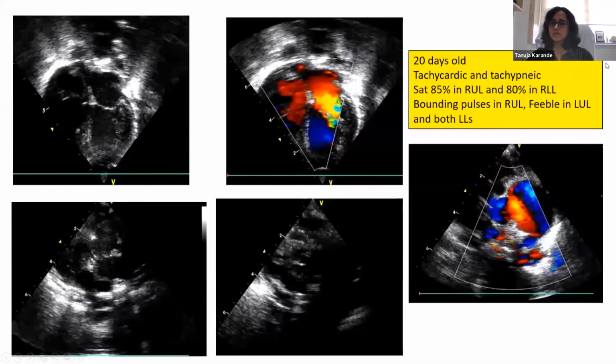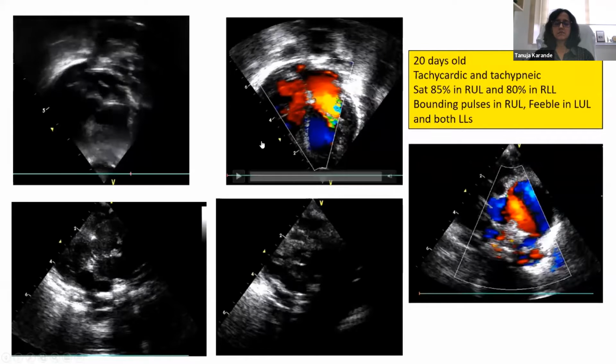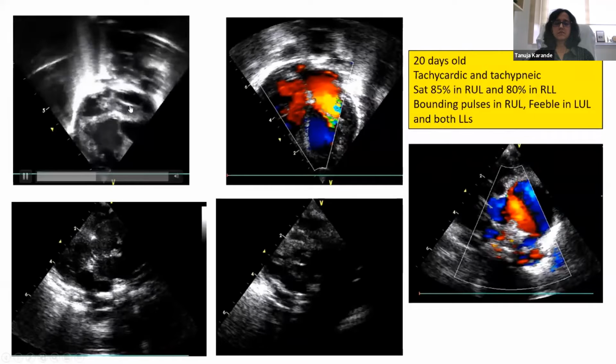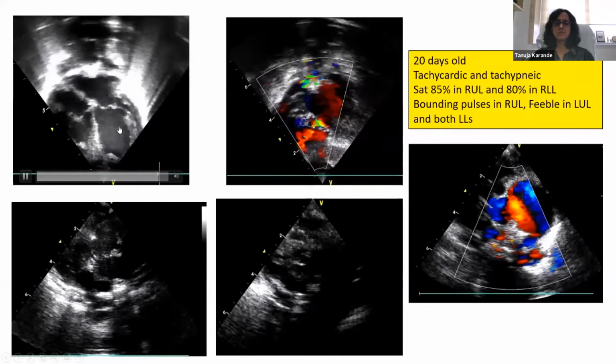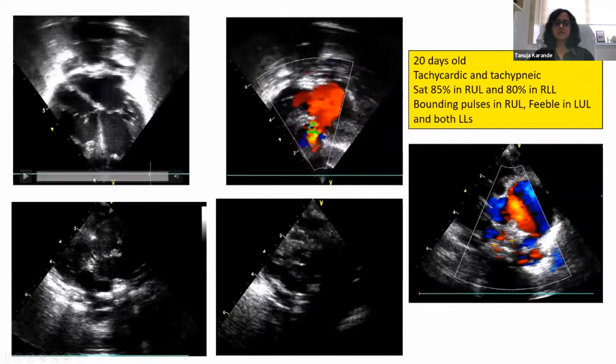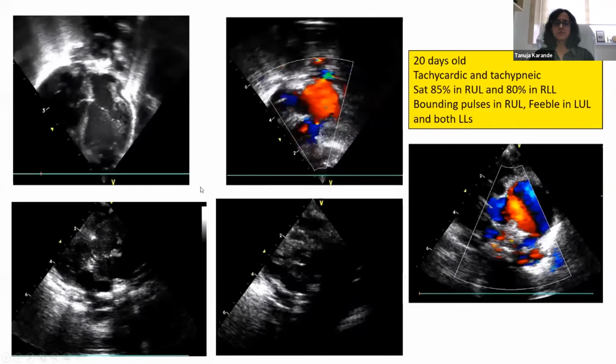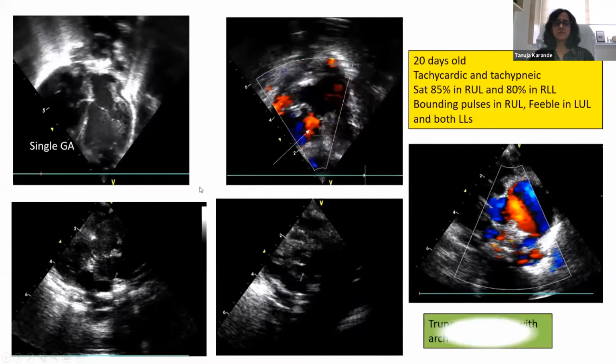This is a child who was a 20 days old baby, tachycardic, tachypneic, and had saturations of 85% in the right upper limb, 80% in the right lower limb. Had bounding pulses in the right upper limb and feeble in the left upper limb and lower limbs. The clinical diagnosis was definitely kept as a coarctation or an interruption with respect to PDA. And on echo, he was found to have a single great vessel, which was predominantly coming from the right ventricle. And it was actually giving rise to aorta and branch PAs. So obviously the thought was given that this is a truncus arteriosus with arch interruption.